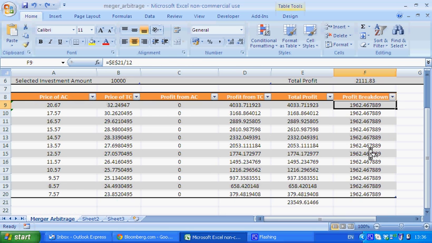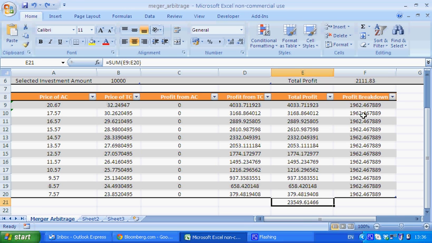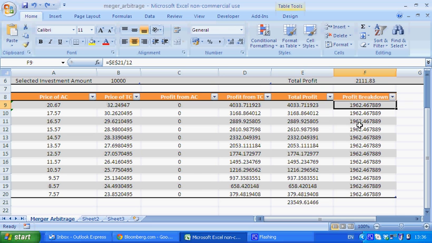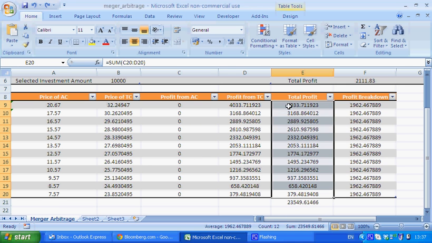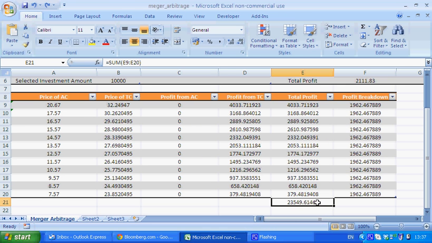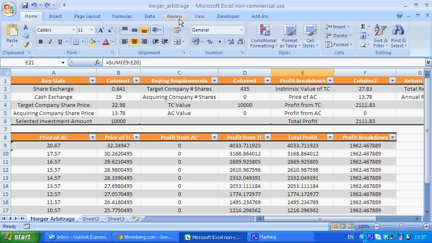Now the profit breakdown, if you think of this logically, this is the sum of the total profit divided by 12. So in other words, you should be able to have a scenario where the profit at 20 is, as I said, exactly the same as 7. So here, you can see these are all exactly the same, and the sum, you can see here, is 23549, and the sum of all this is 23549.